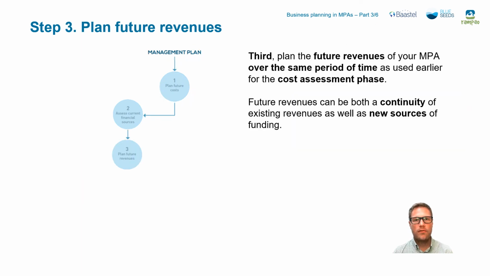Now, the third step to the financial planning of your MPA is to plan future revenues. You need to assess your future revenues over the same period of time as used earlier for the cost assessment phase, which is the period of time of your management plan. And future revenues can be both a continuity of existing revenues as well as new sources of funding. Whatever the type of future revenues, they all need to be listed carefully.